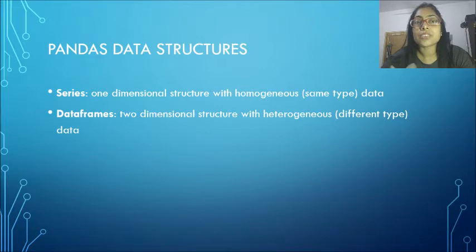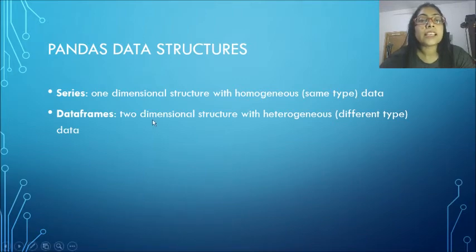Now Pandas data structures. There are two basic data structures provided by Pandas. The first one is series. A series is nothing but a one-dimensional data structure and it contains only homogeneous data. Homogeneous data means the elements of a series will be of the same data type. Suppose you have created a series with 20 elements, then each element must be of the same data type. If you are creating a series for integers, then it can hold only integers. If you are creating it for, let's say, floats, then all elements will be of float data type.